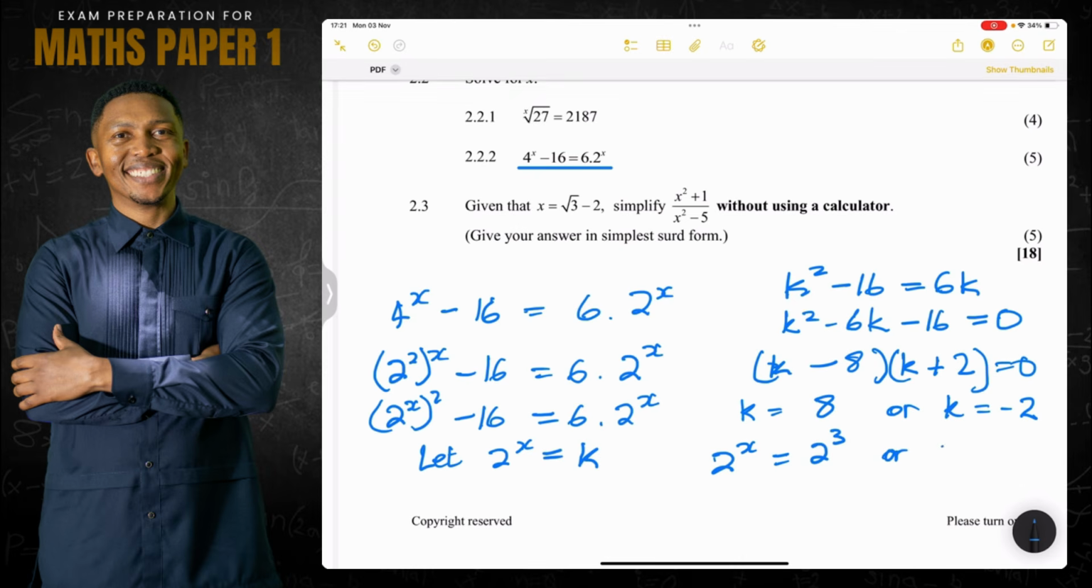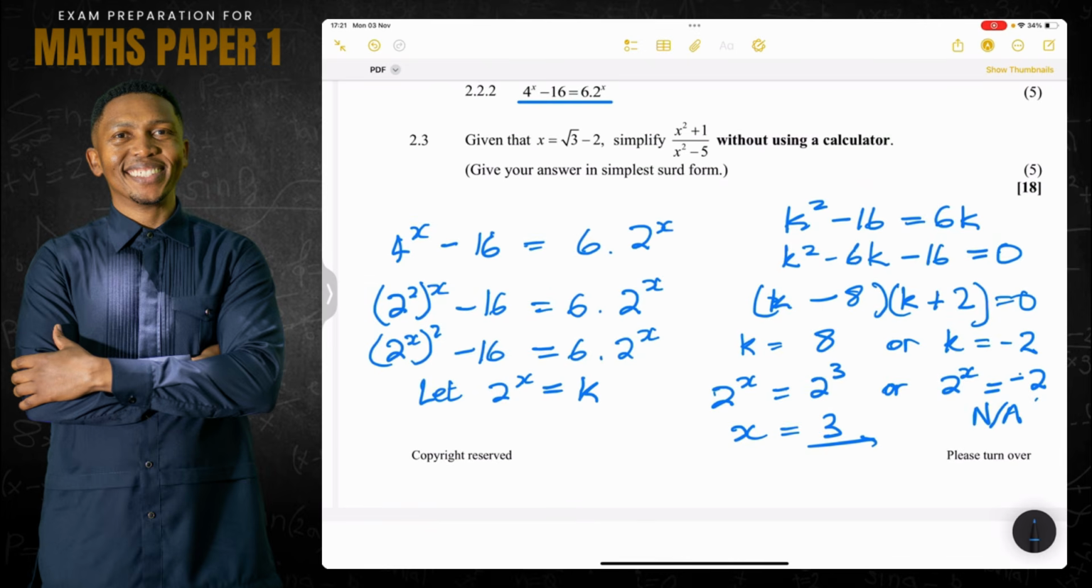Or 2 raised to the exponent of x is equal to negative 2. Now please note, which means this is not applicable. Okay, why? There's no solution there, because we cannot have a positive exponent in this case give us a negative value on the other side. So which means we can drop this down and say x is simply just equal to 3.